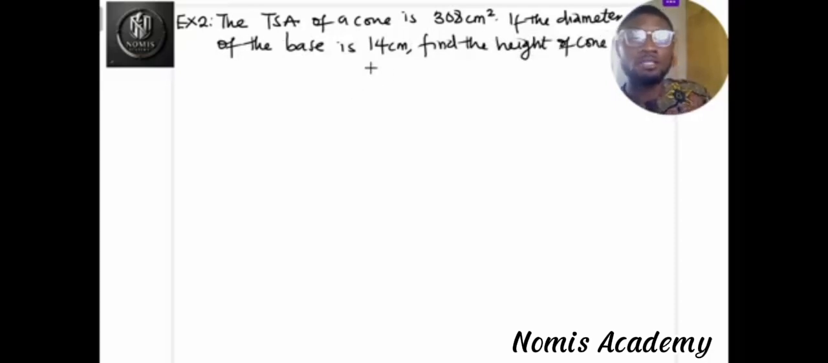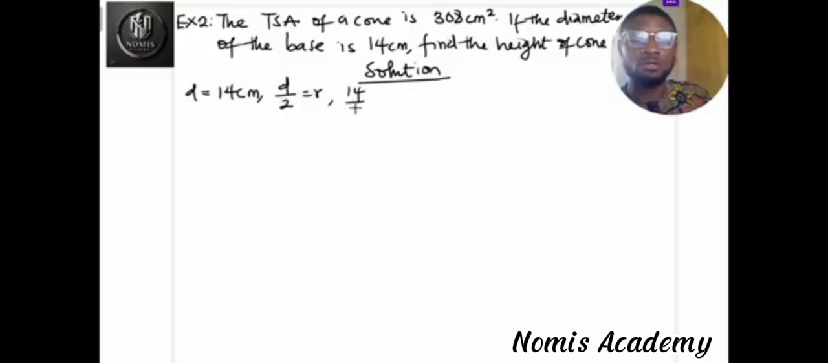So look at this question now. Let's state out our given parameters. The diameter is given to be 14 centimeter. Remember that diameter divided by 2 should give us radius. Therefore, d over 2 is equal to r. So 14 divided by 2 is equal to 7 centimeter. So our radius is now 7 centimeter.